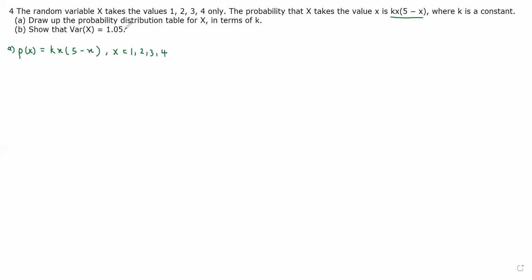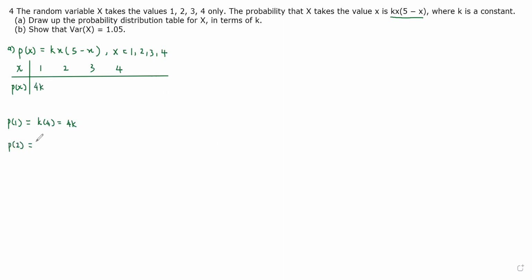Part A, draw up a probability distribution table for x in terms of k. To draw up a probability distribution of x in terms of k, we have the values of x and the probability that x takes on all these values. Then we need to find the probability that x equals 1. We replace x equals 1, that will give us k times 4, so that is 4k.